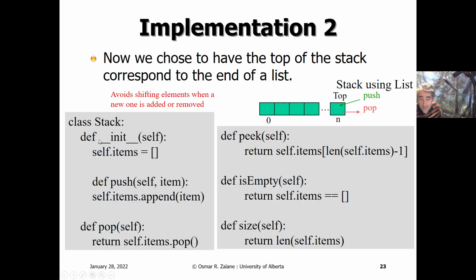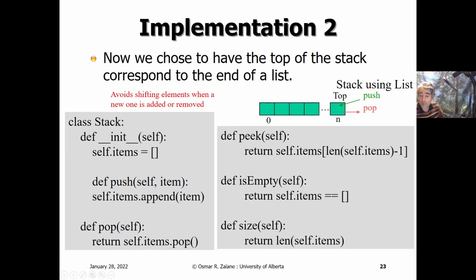Well, the init, the constructor, is the same. I'm using a list. So in the beginning, the list is empty. So the items of self is an empty list. But for the push, when I give it an item, I will ask items to append the item at the end. The items of self. While for the pop, I will use pop of list because items is a list and list knows pop, which means take the last one at the end, and I will return that.